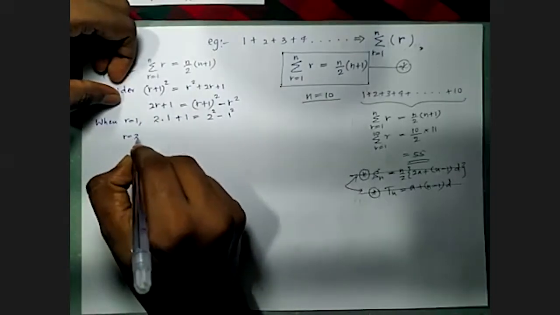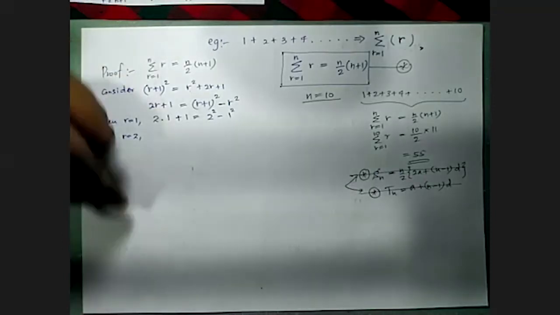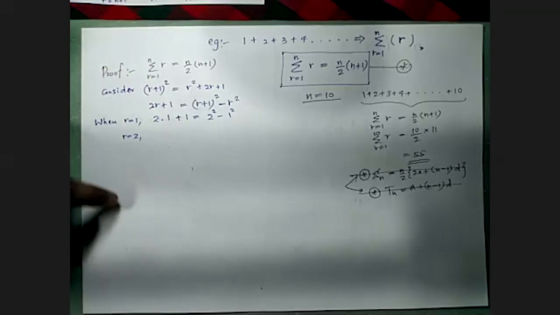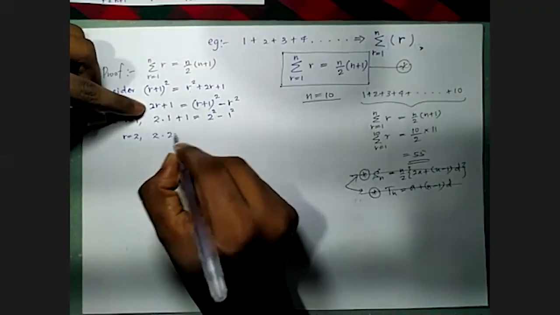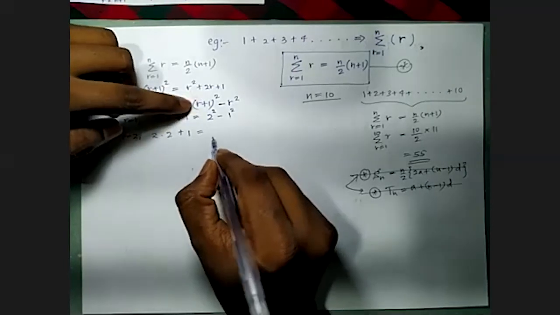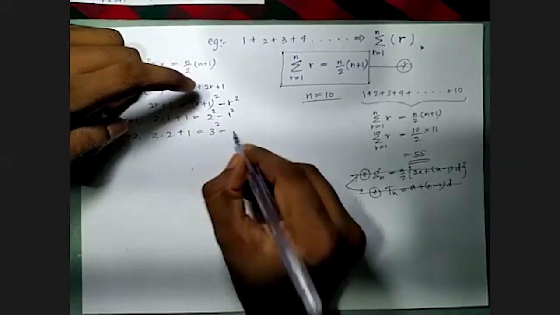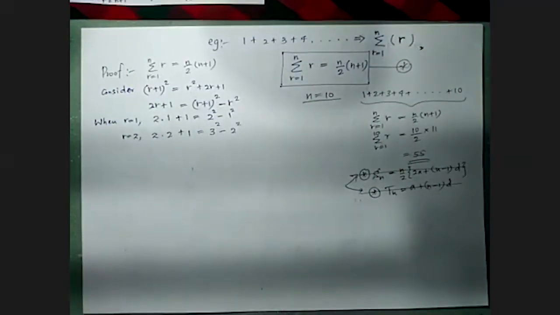Now substitute r equals 2, because we have to take the sum from 1 to n. I am going to substitute r equals 1 to n. This becomes 2 times 2 plus 1. Then 2 plus 1 becomes 3. 3 squared minus 2 squared. Is it clear?